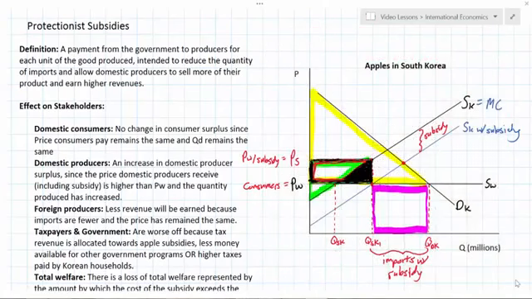To review, in this lesson we've defined protectionist subsidies, we've analyzed their effects on various stakeholders, concluding that in most circumstances a protectionist subsidy will lead to a deadweight loss or a loss of total welfare. We've then evaluated protectionism as a whole by looking at circumstances under which protectionism might be justified, including the strategic argument and sunset and sunrise industries.